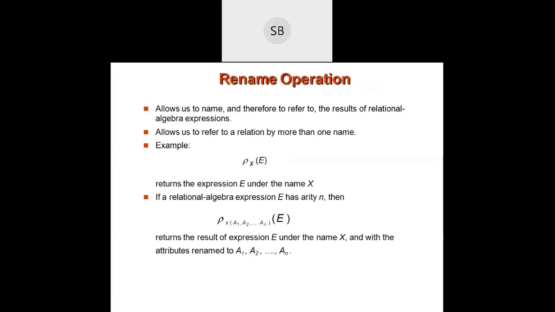By using rename. So the notation for rename is rho X, bracket capital E. It returns the expression E under the name X. If the relational algebra expression E has arity n, then rho X in bracket A1 up to An, you change the attribute names also, in bracket E. The result returns the result of expression E under the name X and with the attributes renamed to A1, A2 up to An. You have to change the rename of your table.